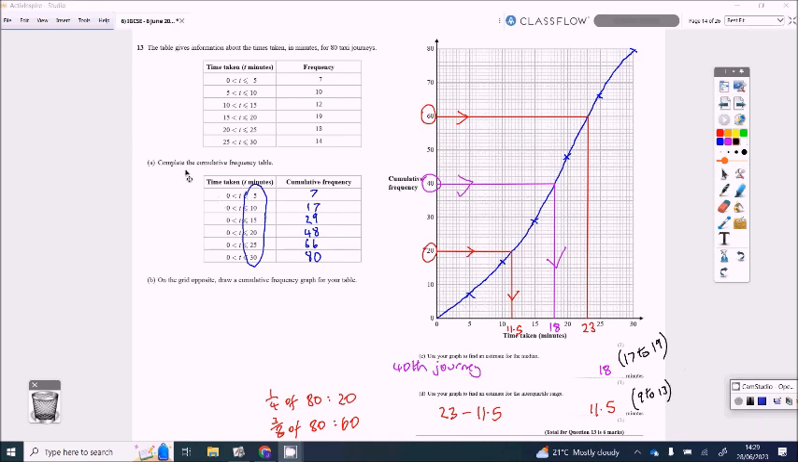13 part A, complete the cumulative frequency table. Now note how all these start off at 0. So we're trying to work out the frequency, the total number of taxi journeys between 0 and 5, or 0 and 10, or 0 and 15. Now 0 to 5 is obviously just the 7. It's just copied from this table.